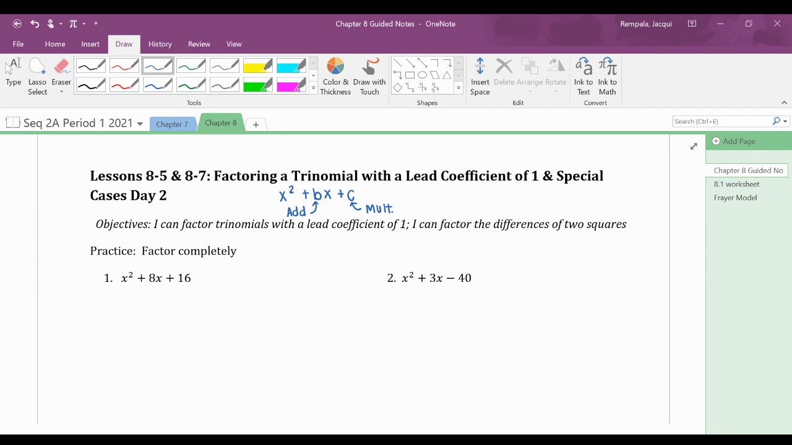So when the directions ask us to factor completely, factor means that we want to look for a greatest common factor, but then try to get everything into terms of multiplication. So because this first problem says x squared plus 8x plus 16, it's an addition problem. We want to turn it into multiplication.